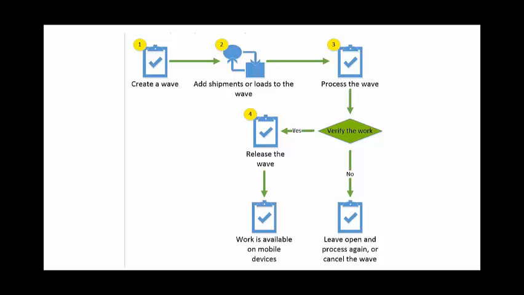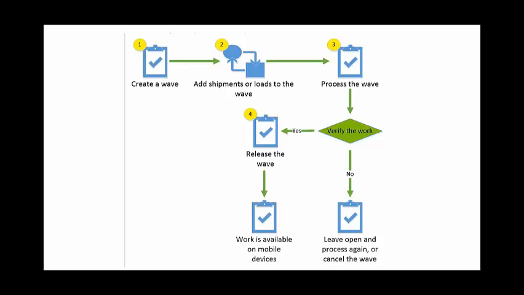Next, we just have a simple process flow to tie all those concepts we just mentioned together. So the first process would be the creation of the wave, and like I said, that could be manual or that could be automatic through a batch job. Once the wave is created, we can add shipments or loads to the wave, and depending on how that wave was created, that step could technically happen at the same time.